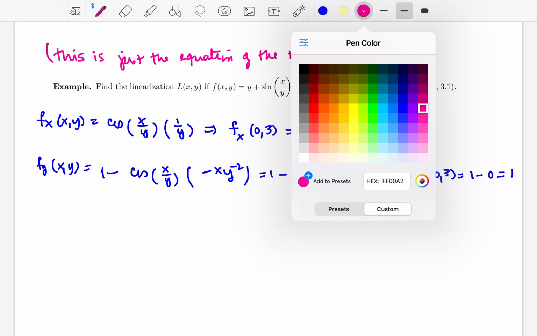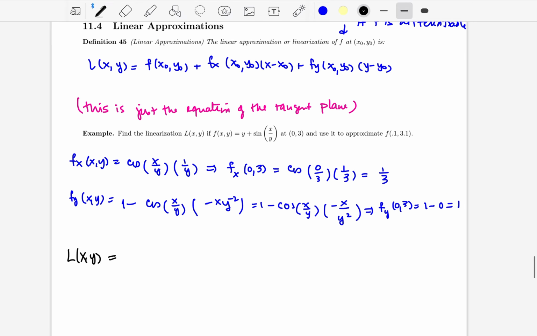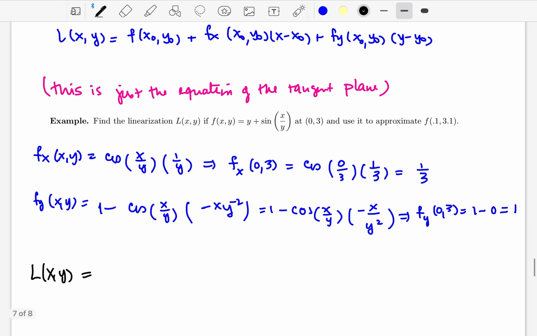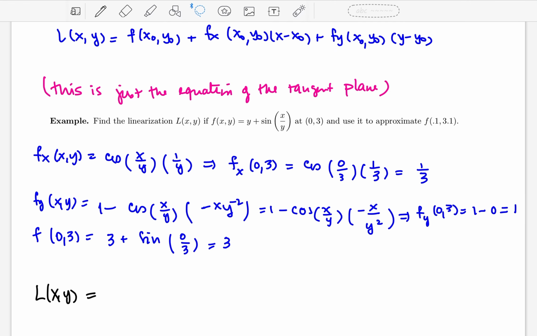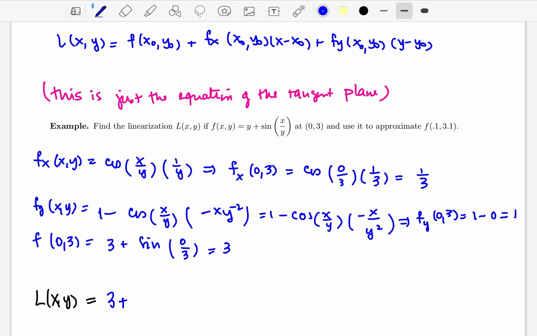Okay, so by definition, the linearization L(x,y) is equal to the function evaluated at x naught, y naught. So I need to find here the function f evaluated at (0, 3). It's equal to y, which is 3, plus sine of 0 divided by 3. So this is equal to 3 plus 0, so just 3. So the linearization will be equal to f(0, 3), which is 3.